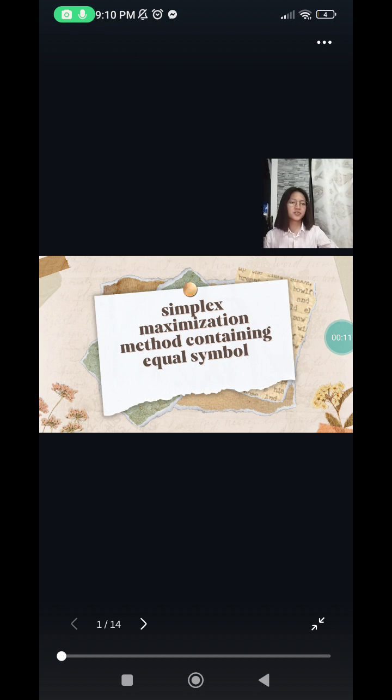The topic for my reporting for today is linear programming, which I am not familiar with, so I will try my very best to explain. The simplex maximization method can solve two, three, or more variables, while the graphical method can solve only two variables.